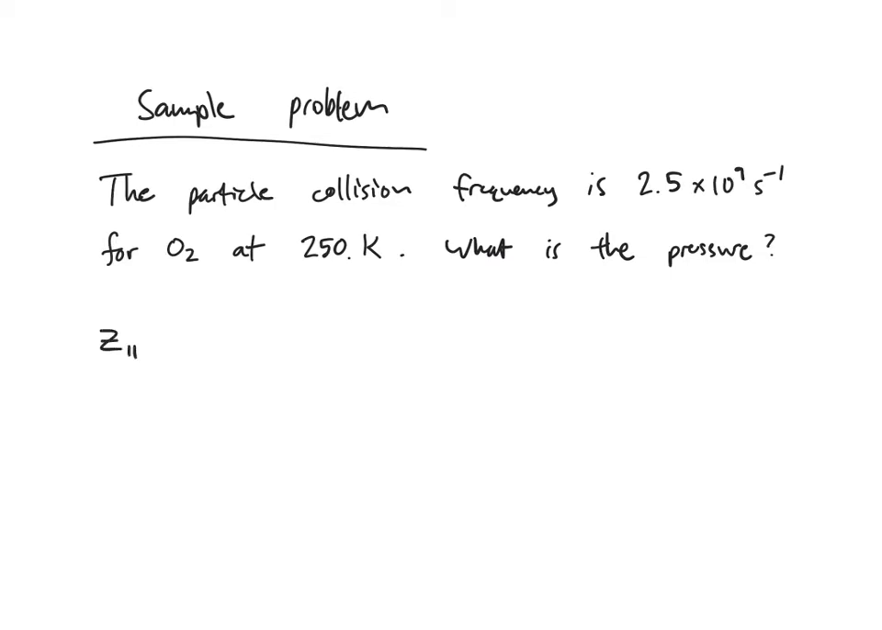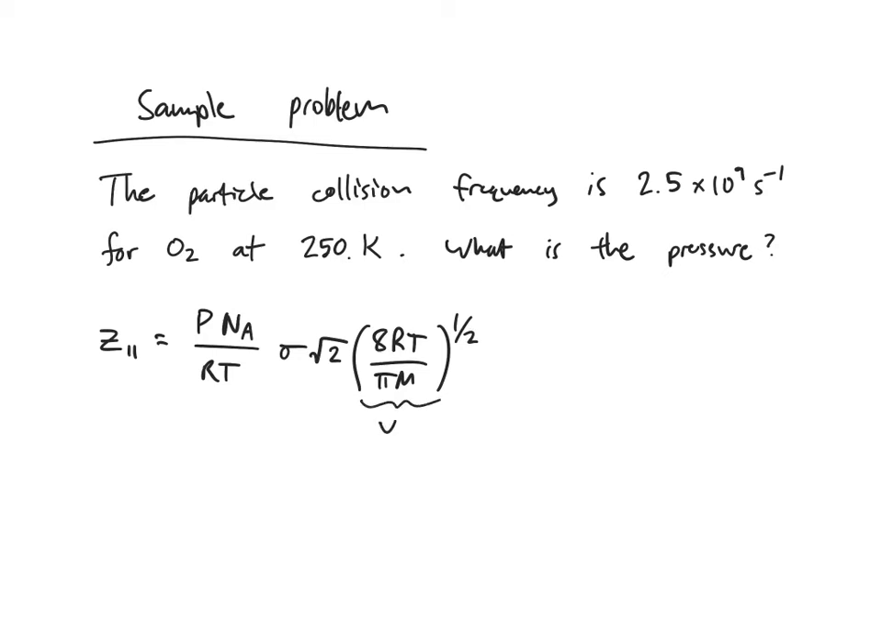Z11 represents the particle collision frequency, and we know that it equals pressure, Avogadro's number, RT, cross-section, square root of 2 RT over pi molar mass to the 1/2 power. By the way, this right here is the average speed formula. First, we need to find the cross-section of O2 gas.